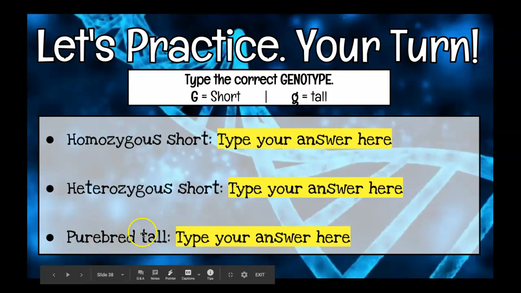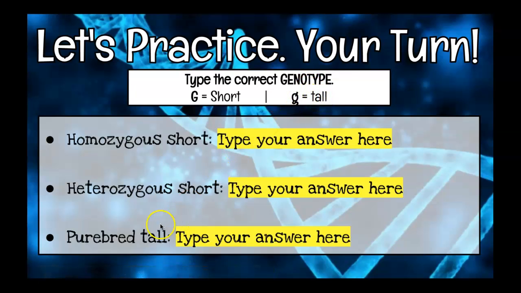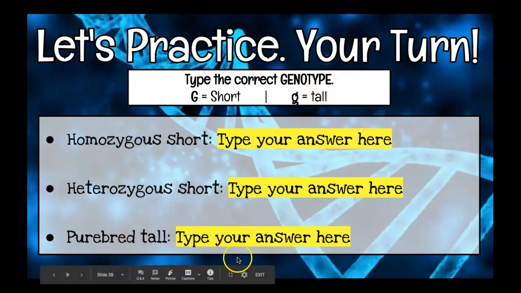And then purebred tall. Purebred means it's purely the same. So if it's tall, it has to have a little g in it, and it's purebred, so it's two little g's.